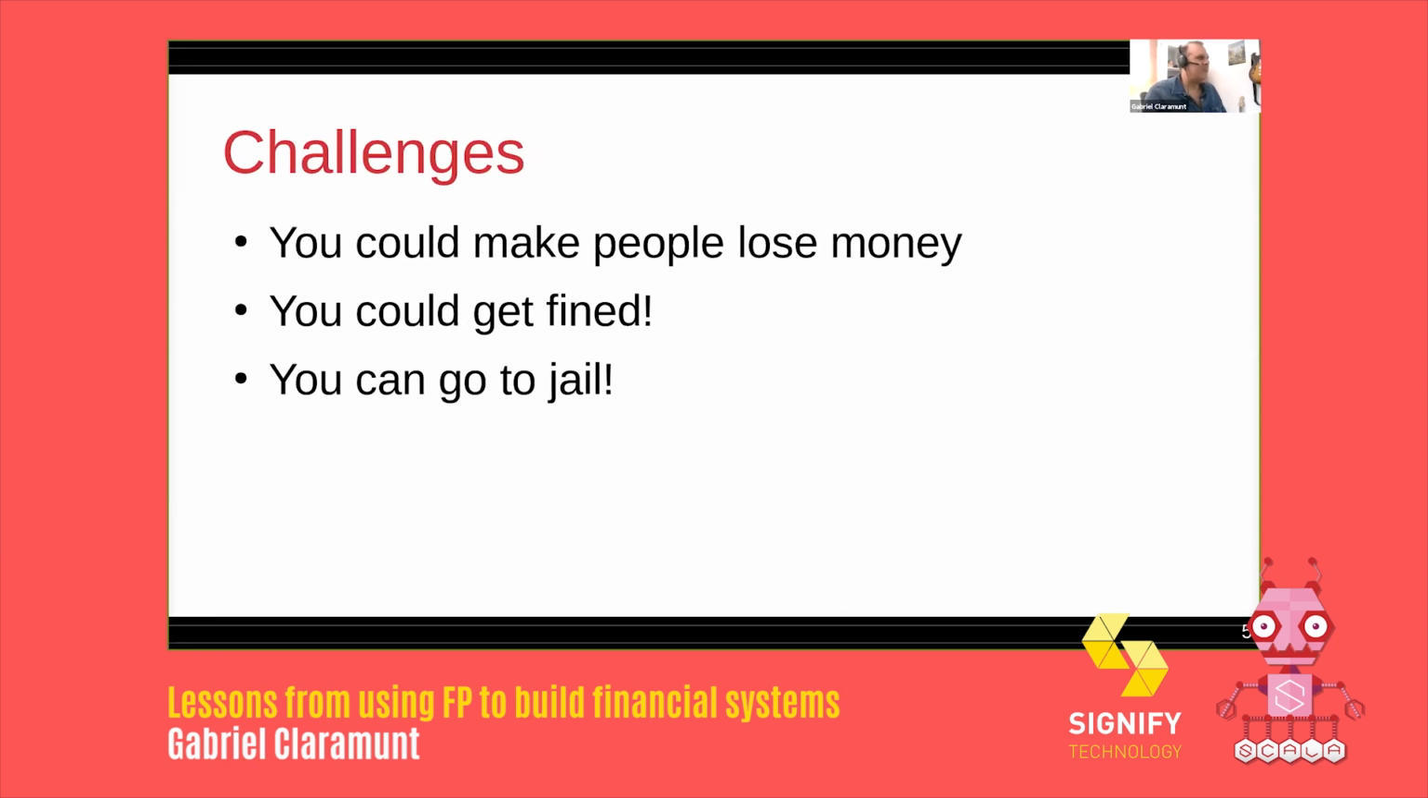Why? Because you can make people lose money. You can get fined by regulators. You can go to jail if you lose money and you don't know where it is. Crypto is kind of a shock for that. A lot of the time you don't know if money is really missing or somebody stole it, because nobody knows. If things get really wrong, you probably can go to jail because of that. So that's an interesting set of challenges.